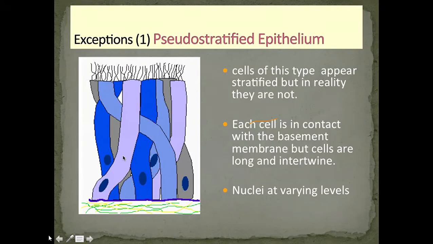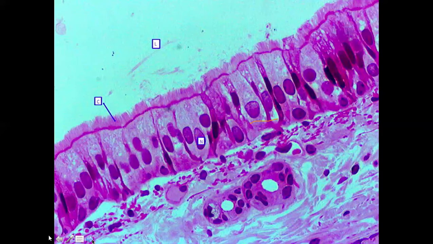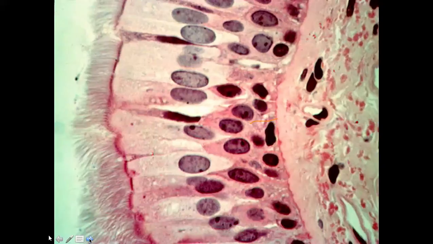So they are not stratified. And another clue is to look at the nuclei. They are at varying levels. So this is an example of a pseudo-stratified columnar epithelium. Look at the variations of the nuclei, different sizes, different shapes. It also looks like stratified, but if you look, each cell is attached to the basement membrane. So when you look at this, it looks stratified, but it is not. So it is called a pseudo-stratified columnar epithelium.